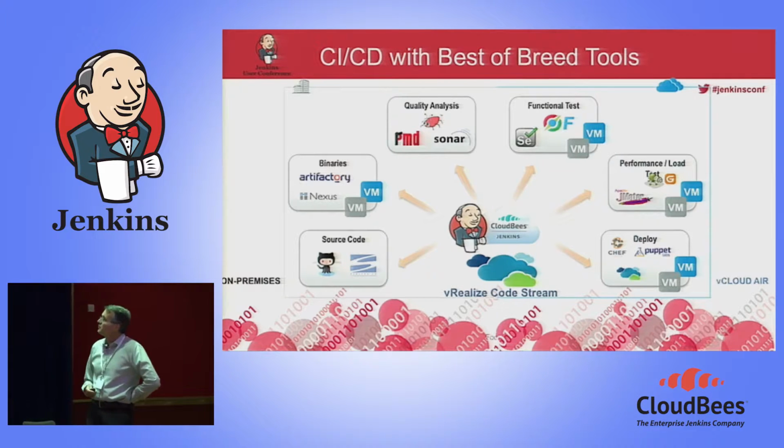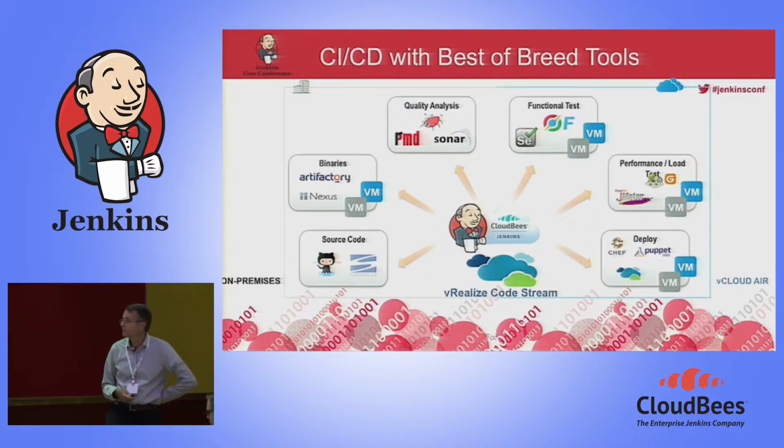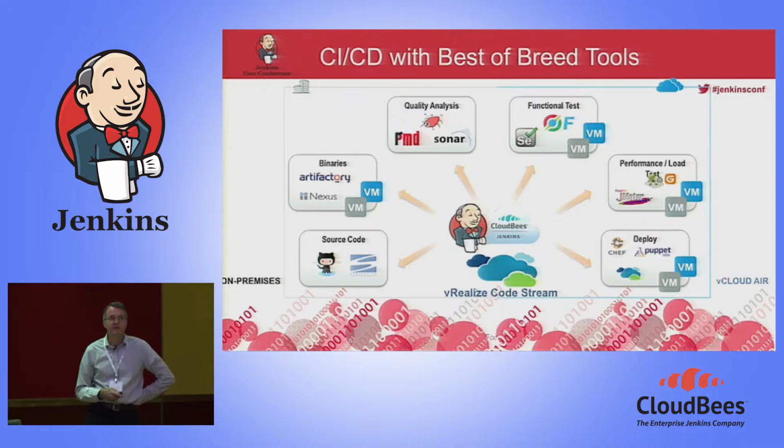So the main premise is you can do CI and CD with whatever tools you want to use. Open source tools, VMware tools, and you can bind them all together with vRealize Code Stream. So this is a VMware product we're going to talk about in a second that'll give you an end-to-end CD process for all of these disparate tools.